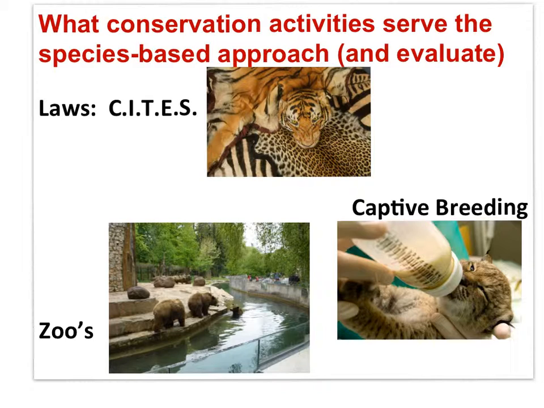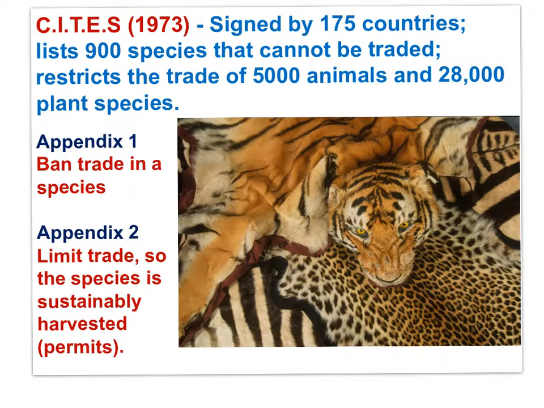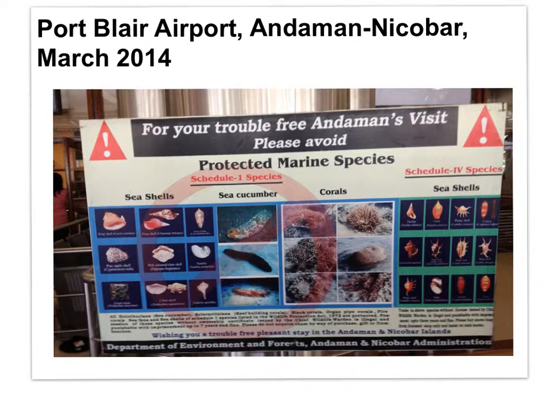And lastly, zoos. The Convention for the International Trade of Endangered Species was signed by 175 countries in 1973. CITES lists 900 species that cannot be traded, and it restricts the trade of 5,000 animals and 28,000 plant species. CITES is a strongly species-based approach to conservation. Evidence of CITES can be found in airports the world over.